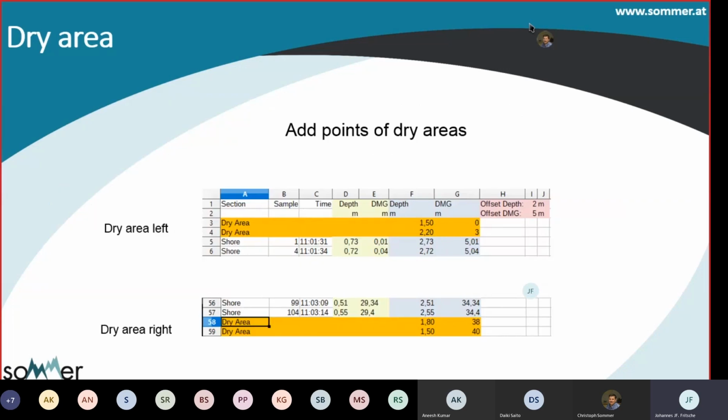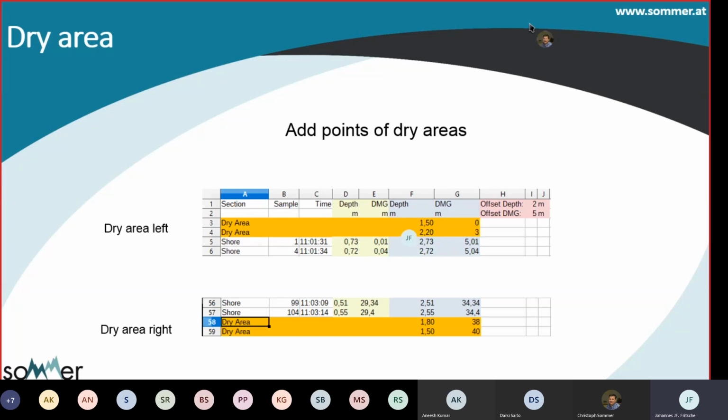And the next step is, as we said, we want to add dry area on the left side and on the right side of the river. So in our Excel sheet where we have adjusted the offsets here, we add some extra lines for the left shore and some extra lines for the right shore of our river. And then we can add our depth and distance measurements here as well.